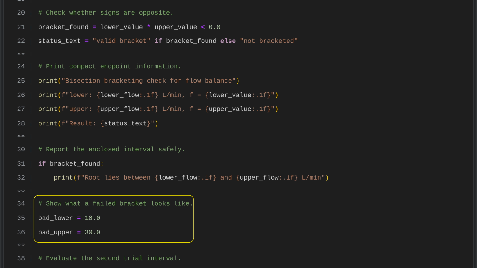This example shows a failed bracketing case by choosing a lower flow rate of 10 and an upper flow rate of 30. The root is not properly bracketed because the function values at these 2 points do not have opposite signs. Without that sign change, methods like bisection cannot use the interval as a valid bracket.